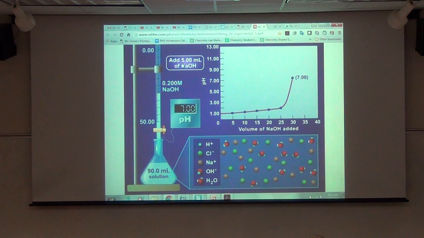We've been writing this a lot. What's a net ionic? It's not going to show up, so. Actually, it might after. H plus plus OH minus equals water, right? The other ones are all spectators, so it's H plus plus OH minus equals water.